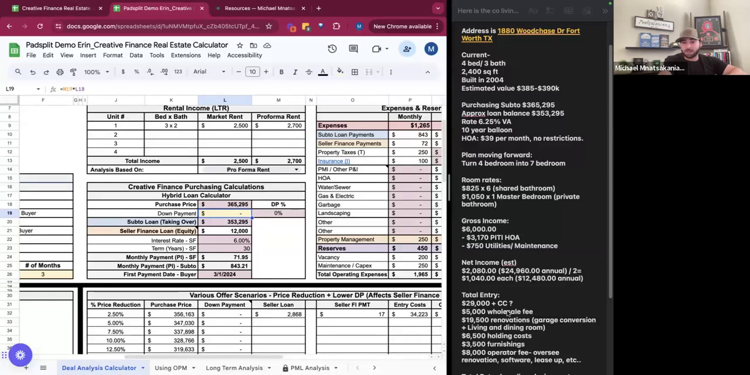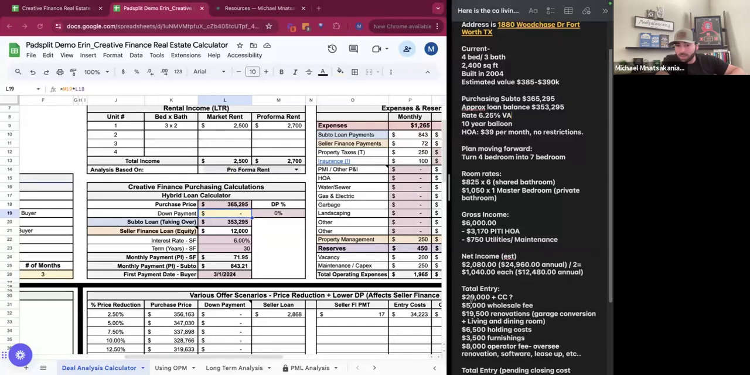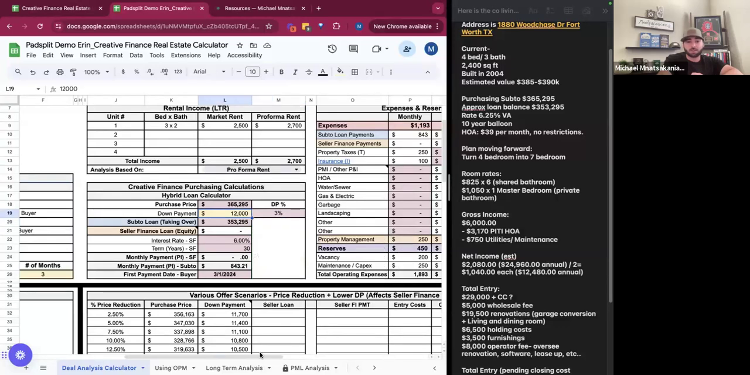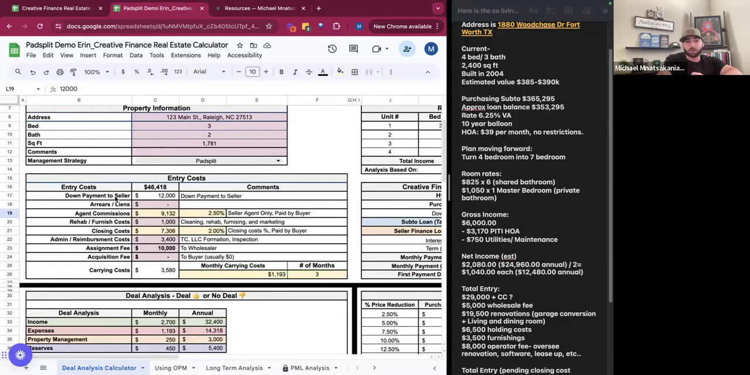The assumption here, it's not stated, maybe it is stated. It's not stated anywhere necessarily. It's part of this total entry, right? This $12,000 is going to go as the down payment. So usually you just set it by the percent, but if you have a dollar amount, if you want to see what the percentage is, you can just write equals this 12,000 divided by 365,295. That'll tell you it's approximately a 3% down payment of this purchase price going to the seller directly. This $12,000 is then added directly into one of your entry costs here, down payment to seller.